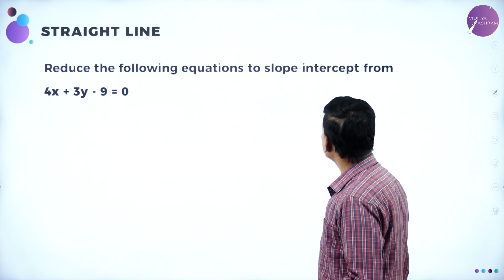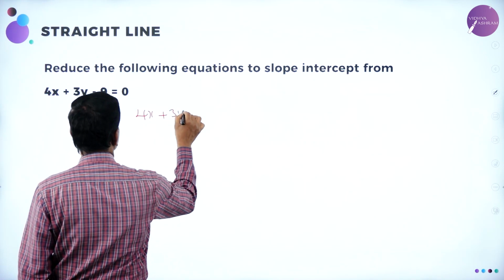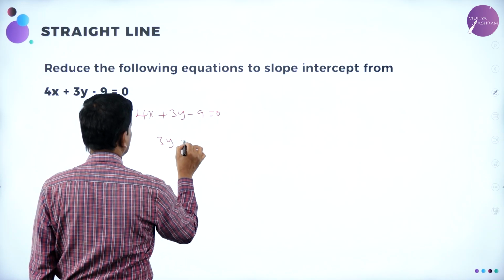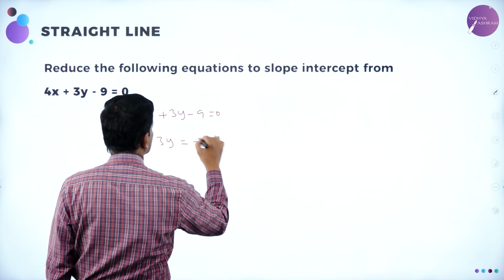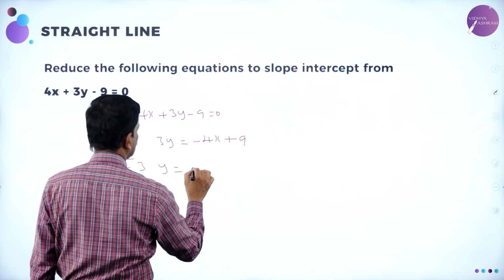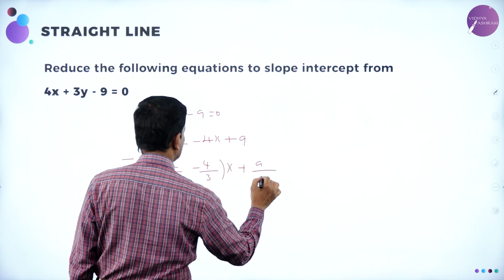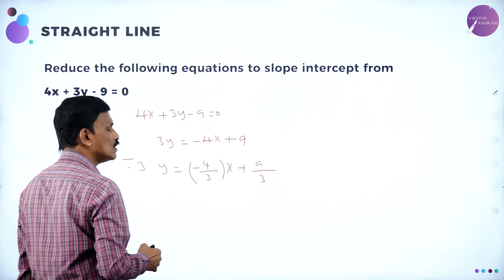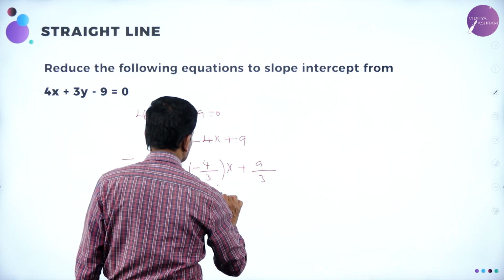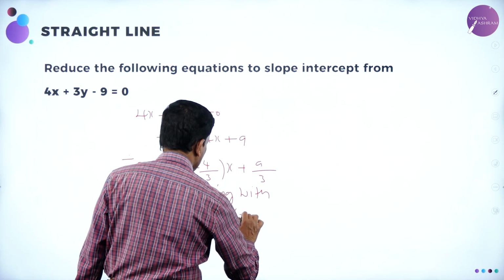Reduce the following equation to slope-intercept form. What is given? Given that 4x plus 3y minus 9 is equal to 0. Now just keep this 3y here itself and transfer. Plus 4x becomes minus 4x and minus 9 becomes plus 9. Now divide by 3. If you divide by 3, y is equal to minus 4 by 3 x plus 9 by 3. Now this is of the form y is equal to mx plus c, the slope-intercept form, comparing with y is equal to mx plus c.